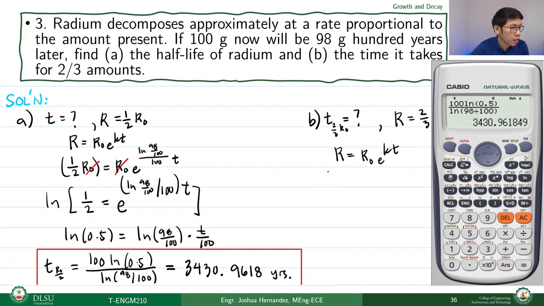Substituting back, meron tayong R, which is equivalent to two-thirds R naught equals R naught e raised to yung K natin, nakuha natin to be ln 98 over 100, di ba? ln 98 over 100 times T. Tama. So R naught cancels out here.